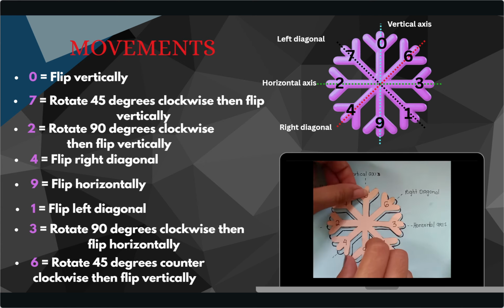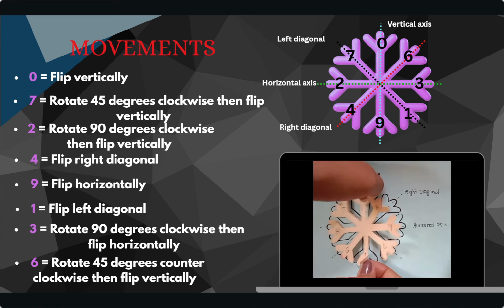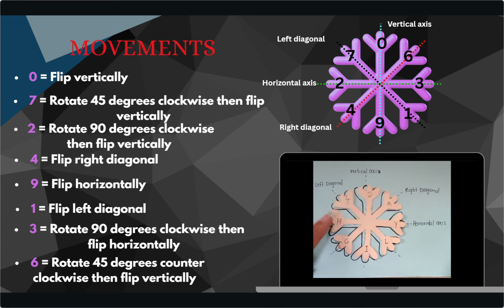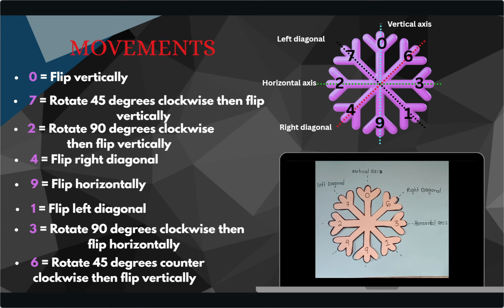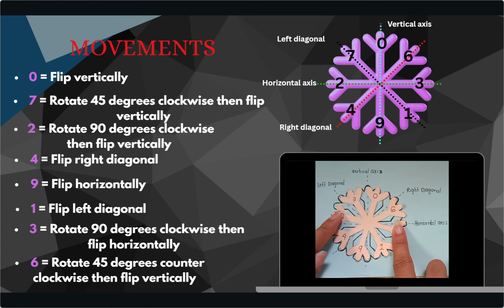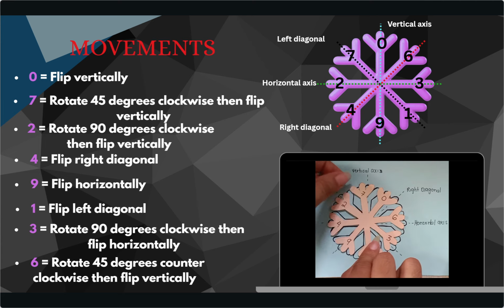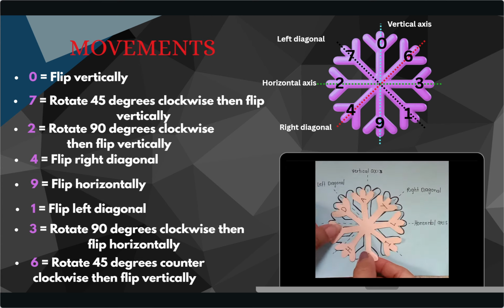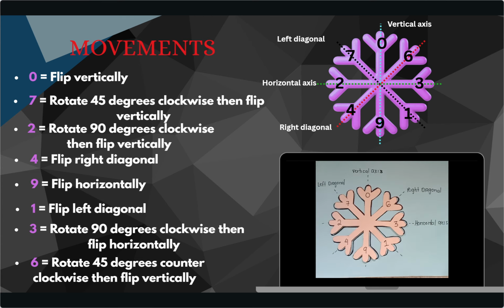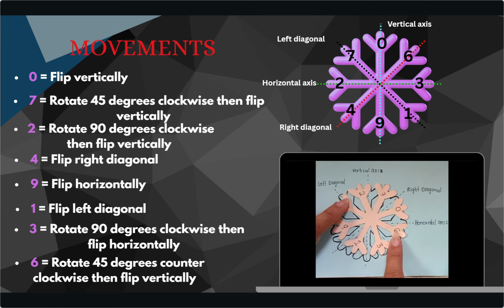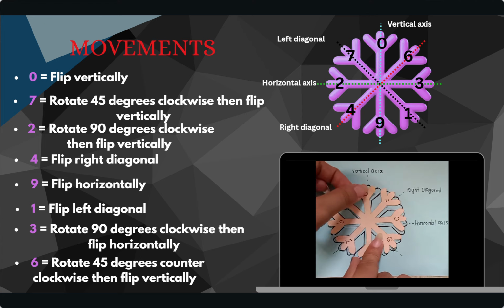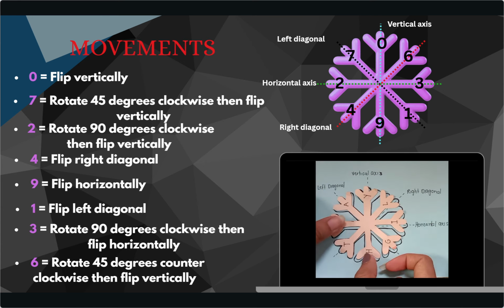So, 0, flip vertically. As you can see, after flipping vertically, we come up with letter D. And for 7, rotate 45 degrees clockwise, then flip vertically. Then we come up with letter A. And for 2, rotate 90 degrees clockwise, then flip vertically.